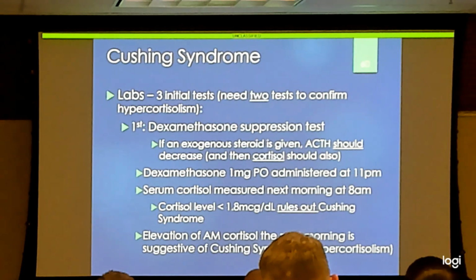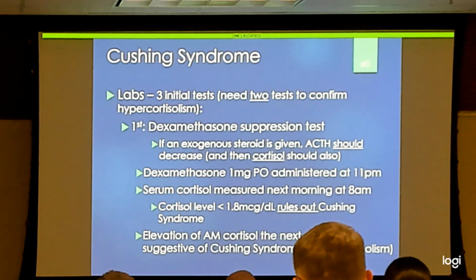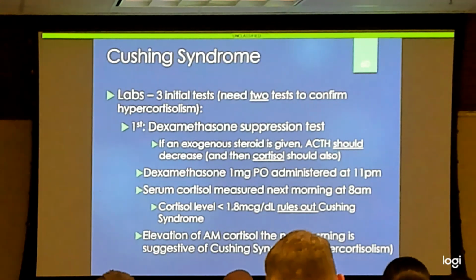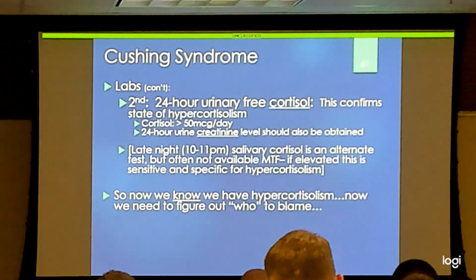What's the next test you're going to do? Yeah, exactly. 24-hour urine cortisol, and ACTH. All I'm saying is I suspect hypercortisolism. That's my initial test. If I have too much cortisol, where is it coming from? To confirm it, the 24-hour urine test, which is a giant pain, and then the ACTH. Make sense? Did I lose anybody so far? Okay. So now to figure out who to blame.